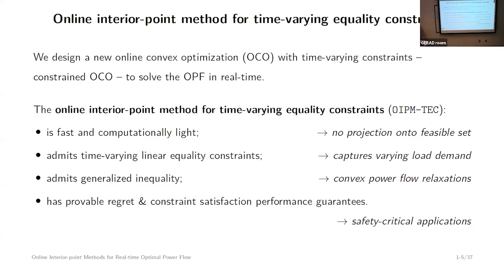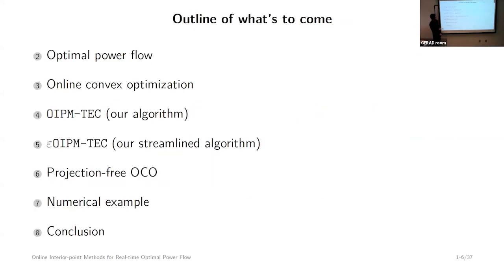I'll propose the online interior point method for time varying equality constraint, which is fast and computationally light. This is thanks to the fact that I'll remove any projection onto a feasible set made of conic constraint. It admits time linear equality constraint, perfect, so I can capture the time varying nature of the demand. It admits generalized inequality, so I can work with my conic relaxation. And lastly, it has provable regret and constraint satisfaction performance guarantees, so I can also tick the box of the safety critical application requirement. So let's dig into it.